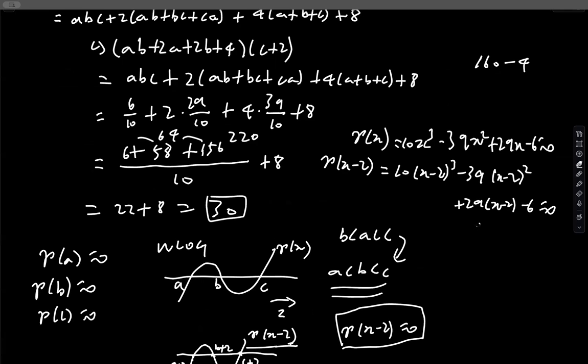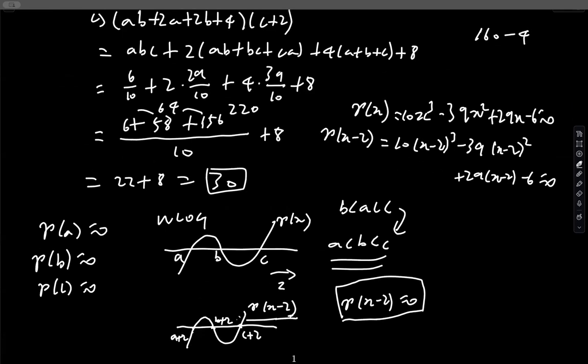And we know that the product of the roots, which is A plus 2, B plus 2, and C plus 2, is just the constant over 10 using Vieta's formula. The reason why it is 10 is because the leading coefficient of P of x minus 2 should be 10. There's no other term that has a greater degree than x cubed. So since the leading coefficient is 10, we put 10 in the denominator. And we only need to calculate the constant for this function.